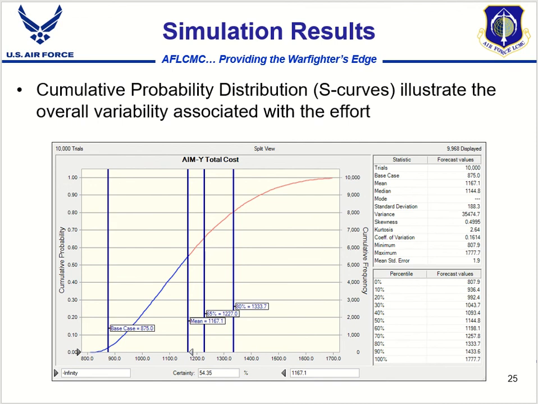And so the way to read this chart, for example, would be to say that in this case, we are 65% confident that we can execute the program for $1.2 million, or we are 80% confident that we can execute this program for $1.3 million. And that's that risk of exceeding a given funding level thing that we were talking about before.